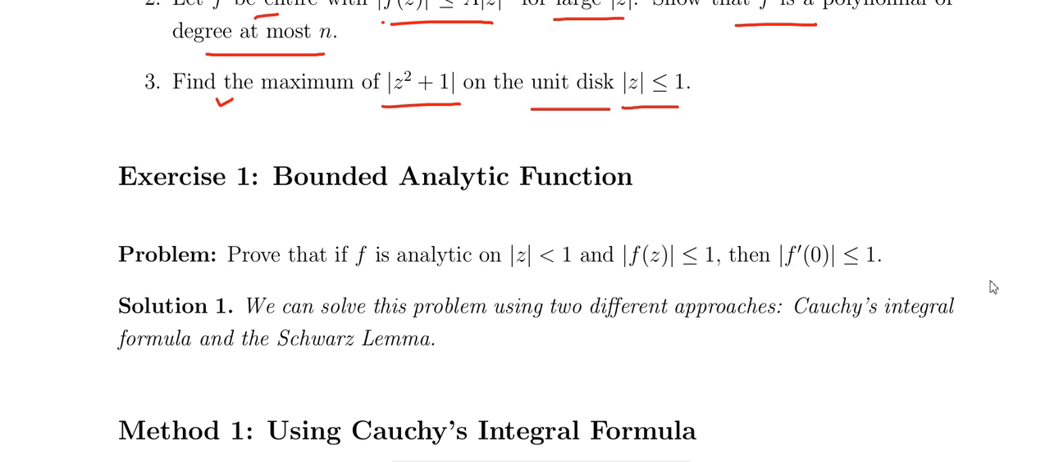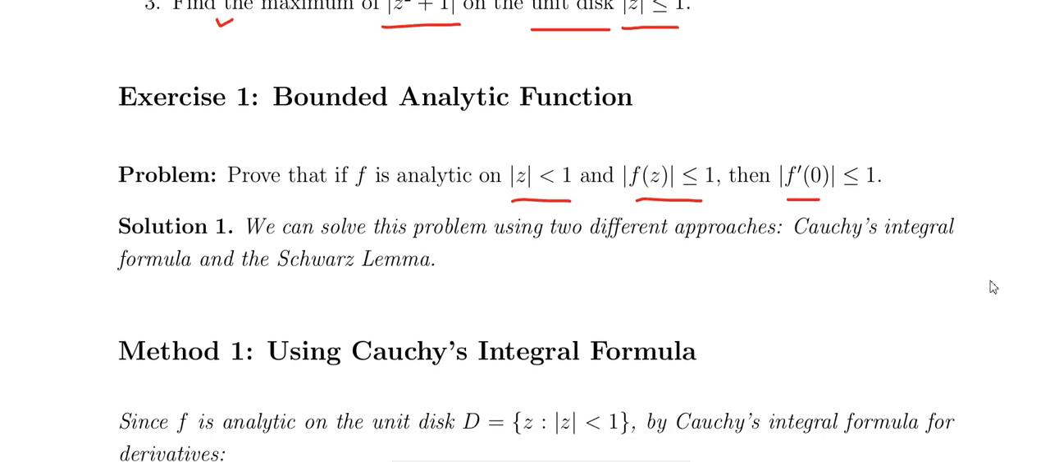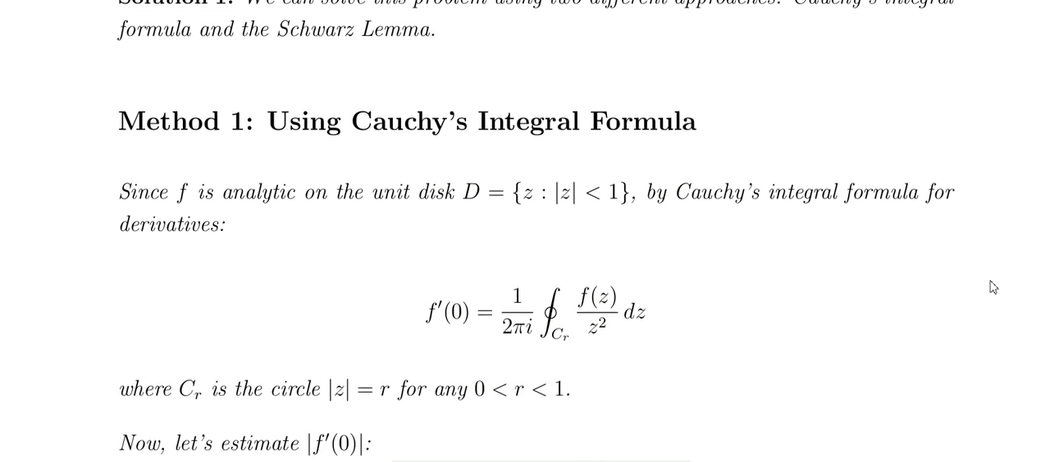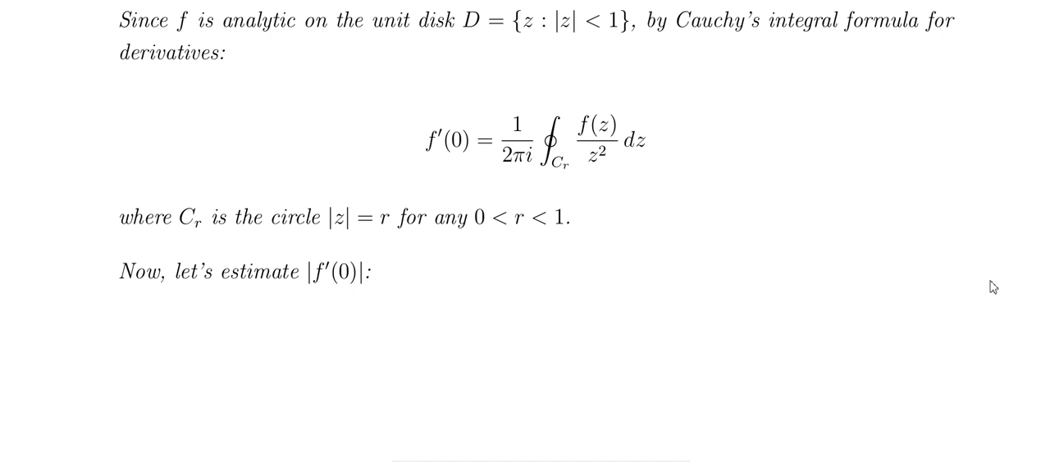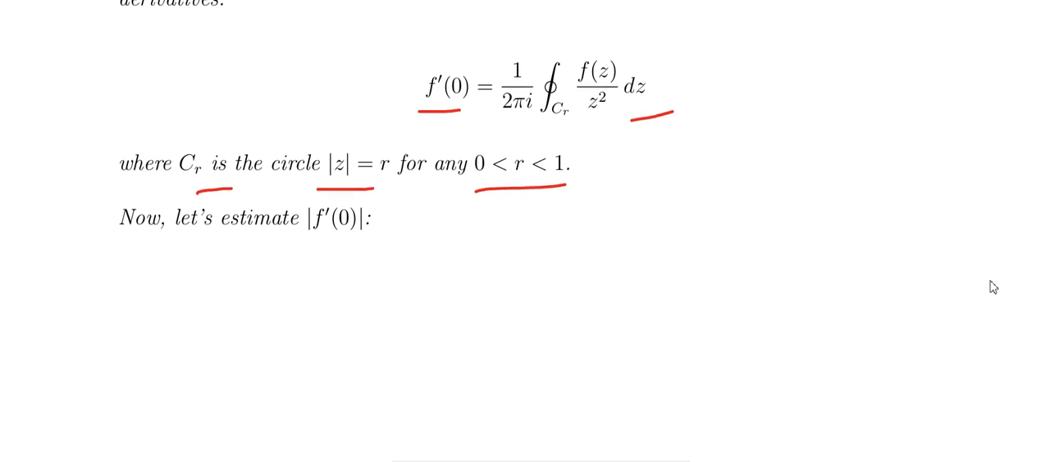Okay, so f is analytic on mod z less than 1. So mod f of z is less than or equal to 1. So I'll try to prove the bound on mod of f dash of 0. So that is the Cauchy integral formula and Schwarz's lemma. So f is analytic on the unit disk. By the Cauchy integral formula, f dash of 0 equals 1 by 2 pi i integral over some contour of f of z divided by z square dz. Here C R is the circle mod z equal to R, where R lies between 0 and 1. So how to find the mod of f dash of 0?